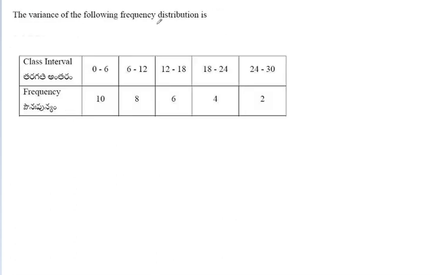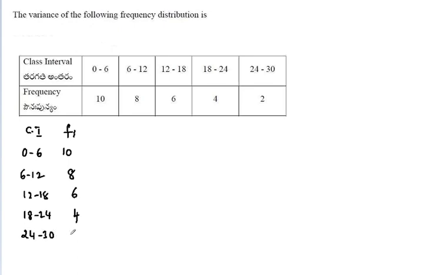The variance of the following frequency distribution is, the class interval is given, that is 0 to 6. This is class interval CI. And frequency F is given, that is class interval 0 to 6, frequency is 10. This is Fi. So 6 to 12, that is frequency is 8. And 12 to 18, that is 6, and 18 to 24, that is 4, 24 to 30, that is 2.